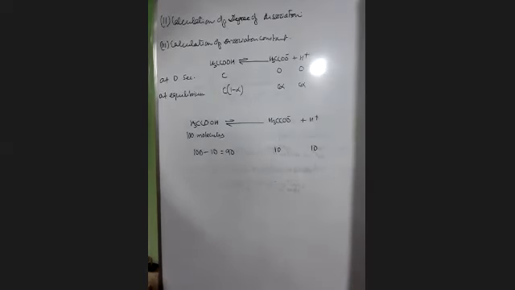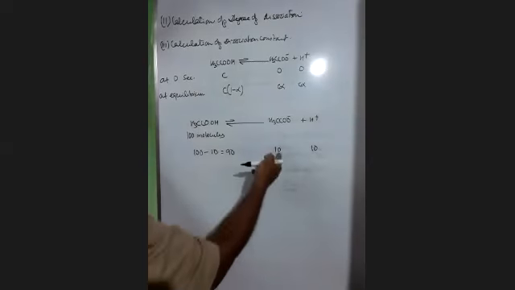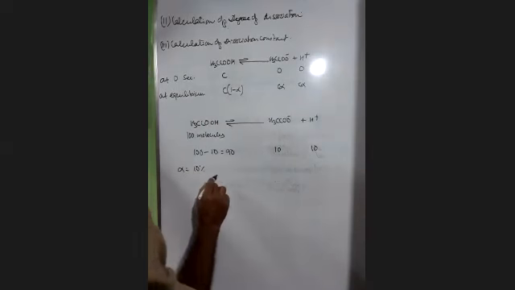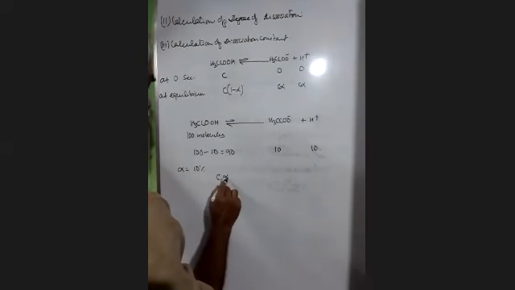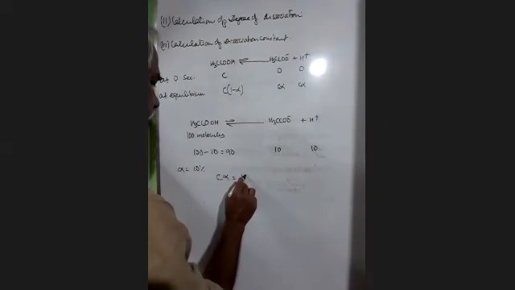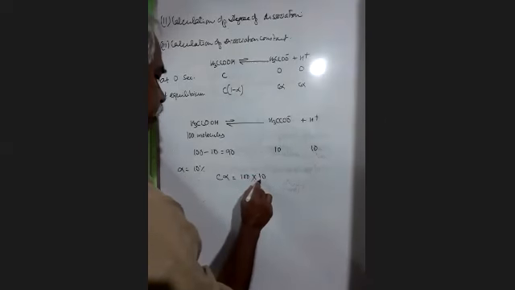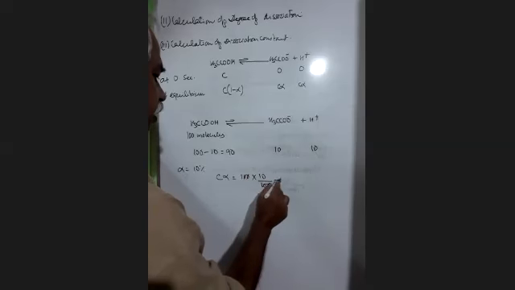All right. What is the degree of dissociation, alpha? See, I have done alpha. So alpha is equal to 10%. So what is C alpha? C is 100, and alpha is 10%. So 10 divided by 100 times 100. How much does it come to? 10.